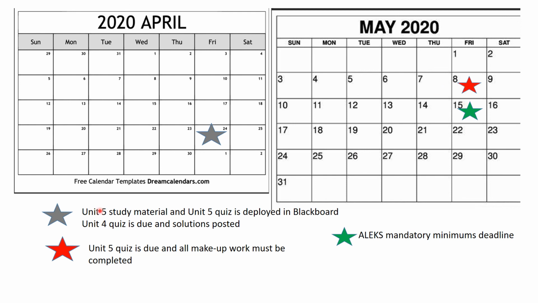the class is really in, and that is when the Unit 5 quiz is due, and all makeup work must be completed by that day. That's your goal. I'm giving you 2 weeks to get this done. You can do this. I am letting you work on ALEKS mandatory minimums during the final week, and so this green star represents when I'm going to check to see the last time if ALEKS mandatory minimums are finished.